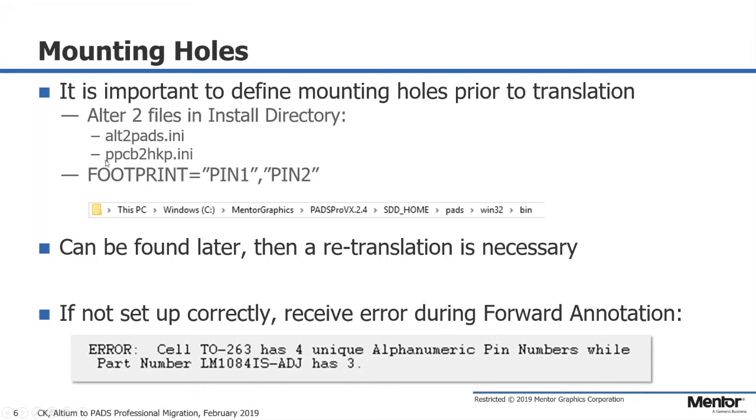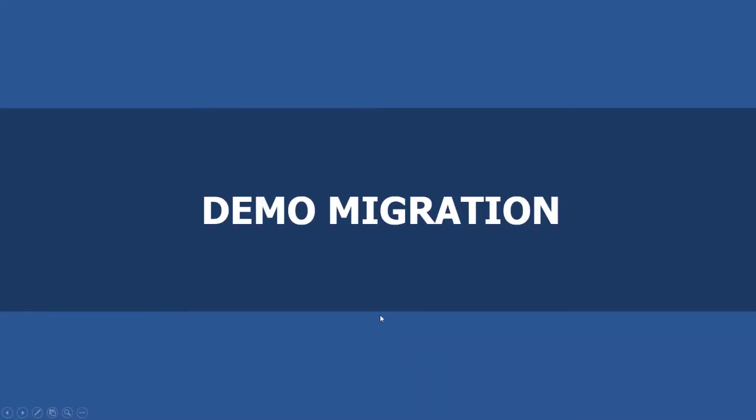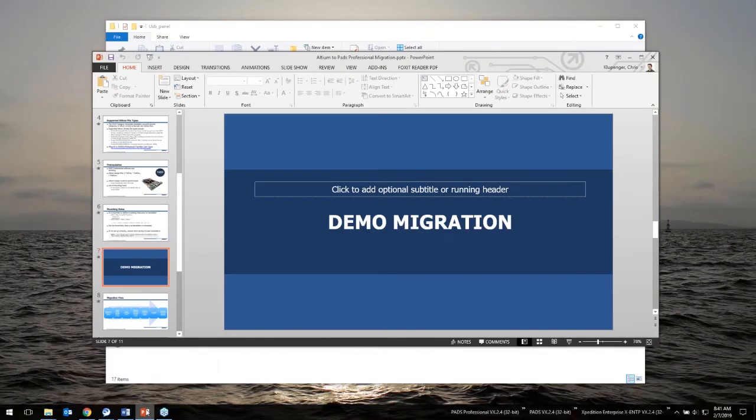And the syntax for this will be to name the footprint or the cell, and then equal the pins that are mounting holes. And if you don't do this correctly, you're probably going to run into some errors when you try to forward annotate your design, if there are mismatches between pin numbers in a schematic symbol as well as a cell. So it will be pretty obvious if this hadn't been done correctly that you need to remedy it later down the road. Okay, so let's go ahead and get started in the demo.